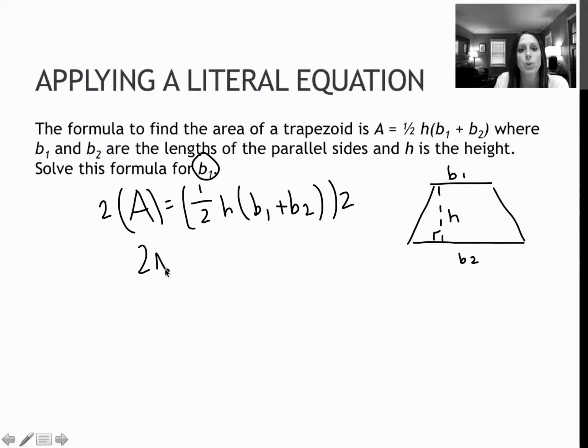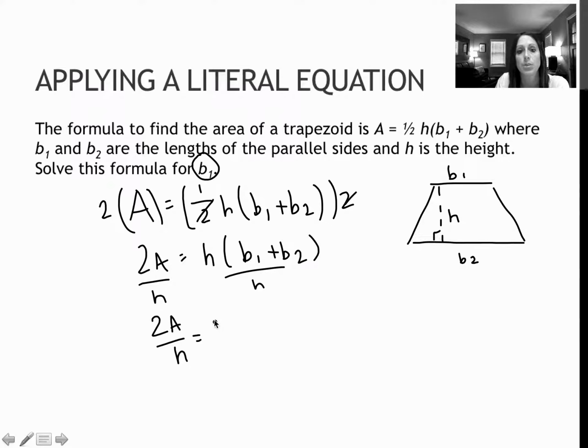On this side I'm going to get 2A, and on this side 1/2 and 2 multiply to 1, so they cancel out. So now I have h times b1 plus b2. Again, I'm trying to get b1 by itself, but I can't do that when I still have this in parentheses, so now I have to divide by h. If you wanted to, you could have combined these all into one step, but I've got 2A over h equals b1 plus b2. Notice I don't have to write it in parentheses anymore because I don't have anything left on the outside.